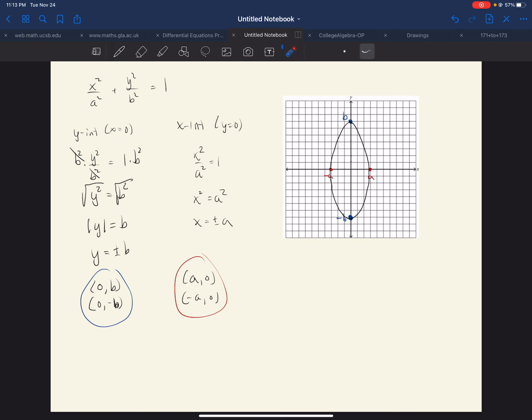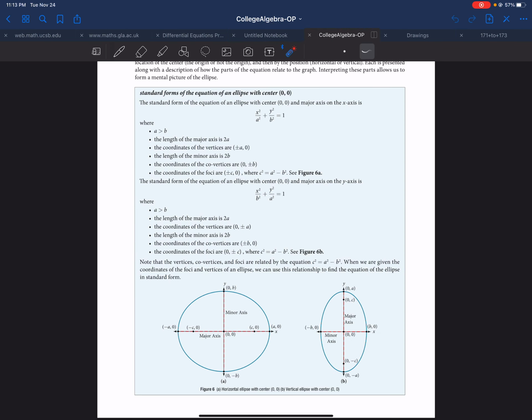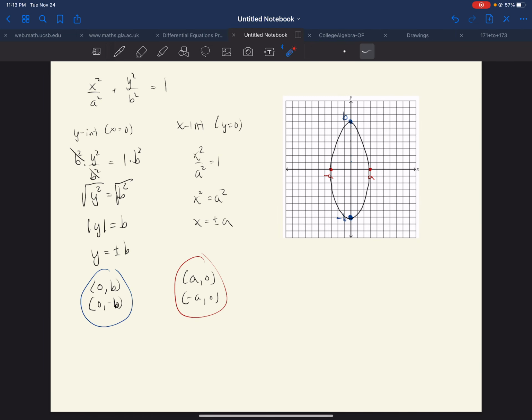So let me show you this then. I'm going to tell you a few things in here. Notice how this axis is definitely longer than this one. So the horizontal axis is longer than the shorter axis. This longer axis is called the major axis, and that means that this one, if it's not major, it must be minor. So that's the minor axis.